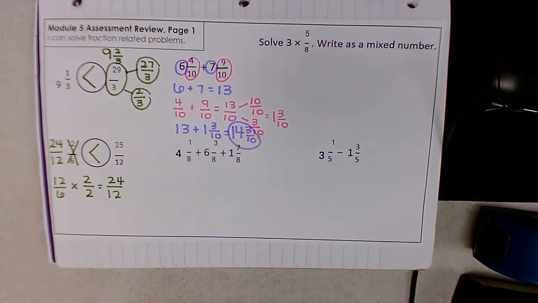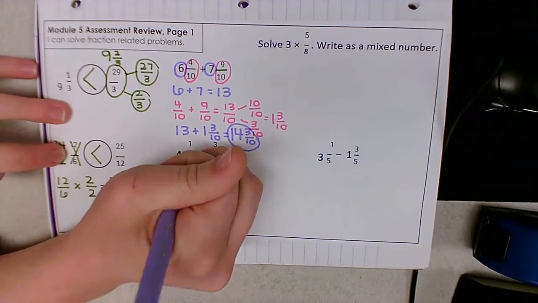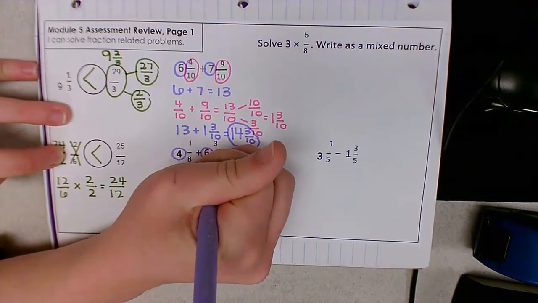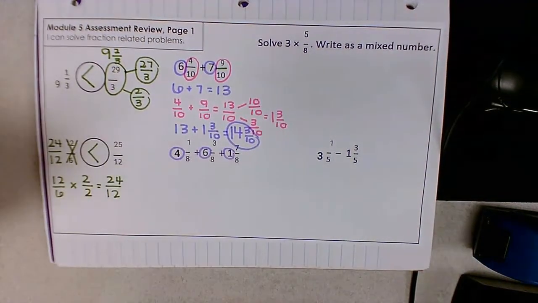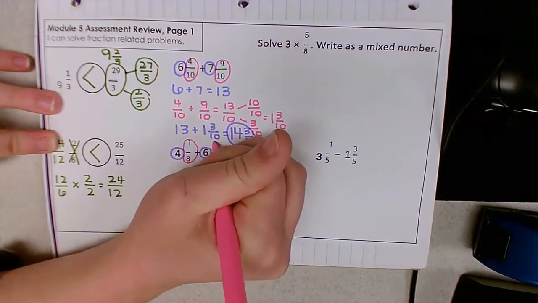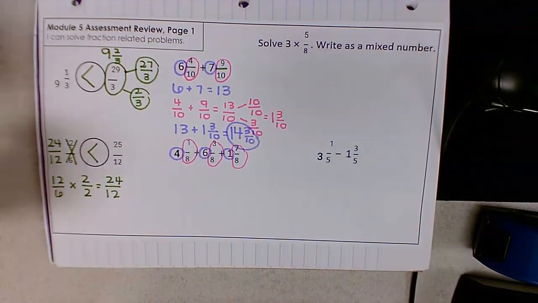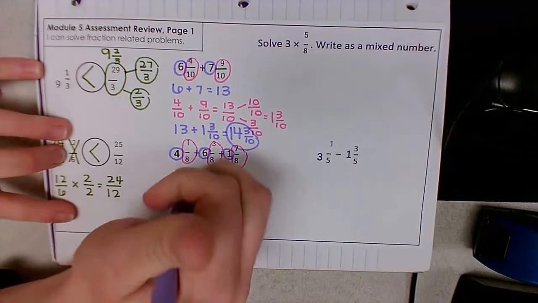We can still use this strategy even when I have 3 add-ins, like in this problem right here. I have 3 whole numbers to combine and 3 fractions to combine. But I can still use the same strategy. I'll start by adding those whole numbers. 4 plus 6 plus 1.